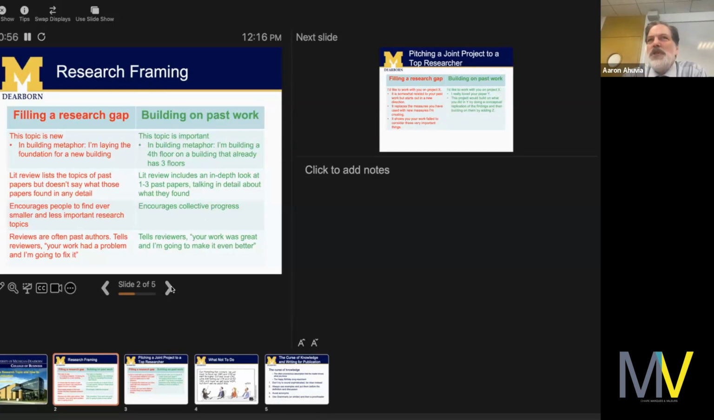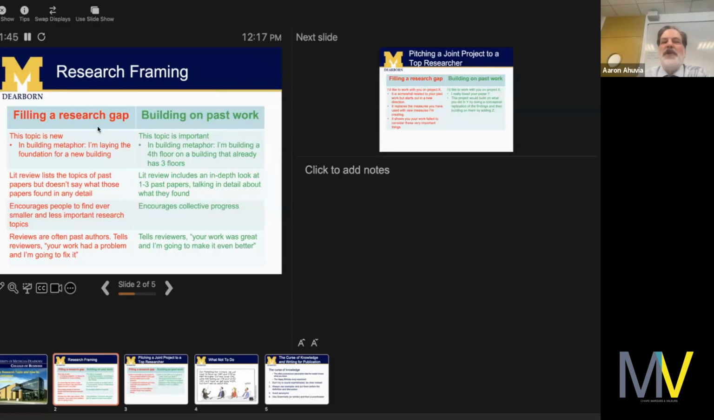I think the biggest single source of problems is this idea that what you want to do is fill a research gap. I think this idea, while not completely incorrect, leads people very far astray and causes a lot of problems. What I would recommend instead is that you think about building on past work as a more appropriate way to frame your research.